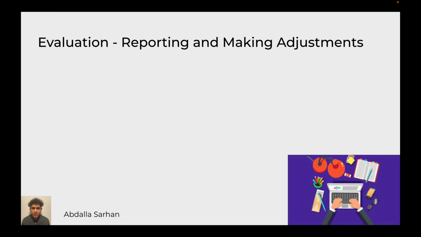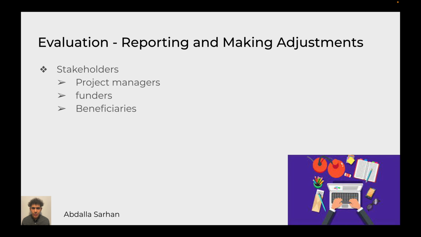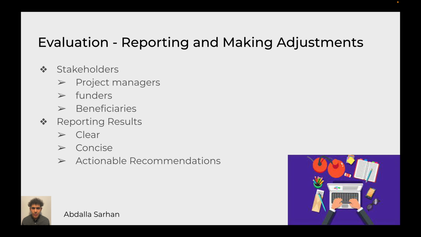Creating a report for the evaluation is a very important step in the process in order to effectively communicate what has been found. The findings of the evaluation process are communicated to stakeholders, including project managers, funders, and beneficiaries. Then we must move on to reporting the results. The report should be clear, concise, and provide actionable recommendations for improving project outcomes.